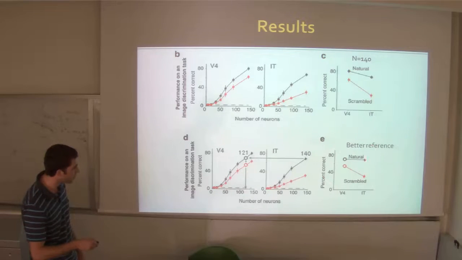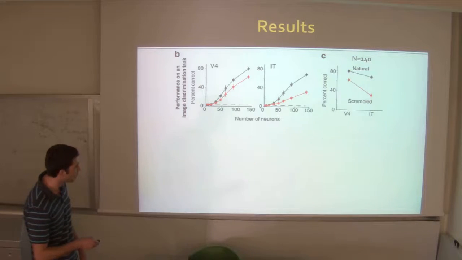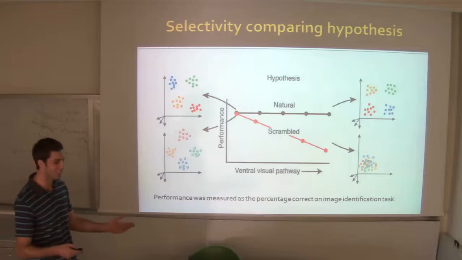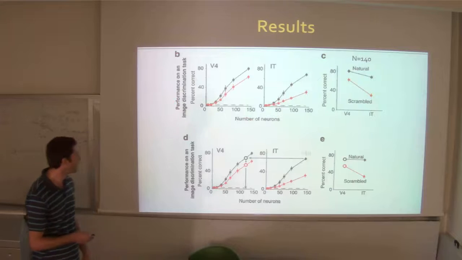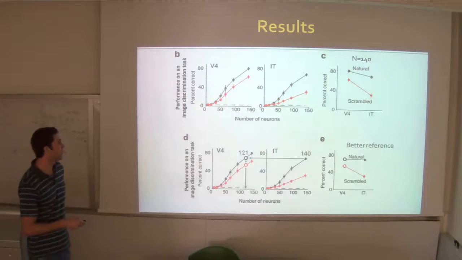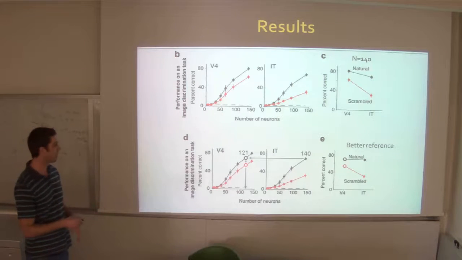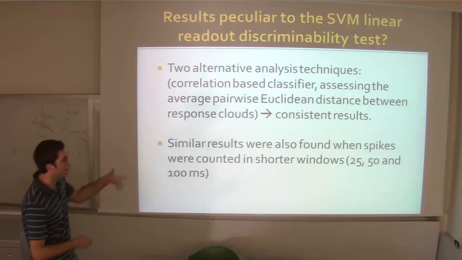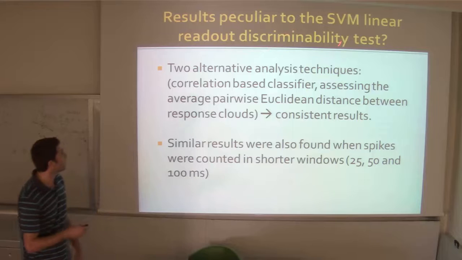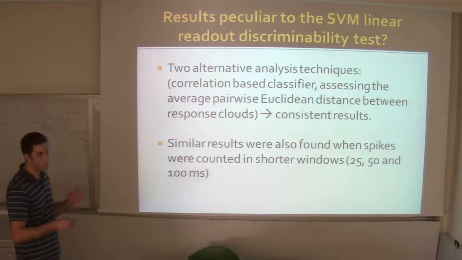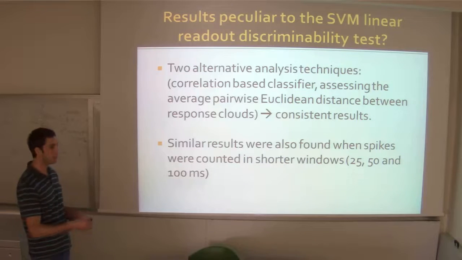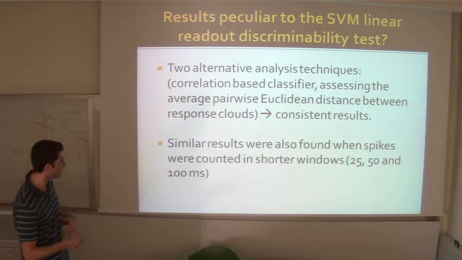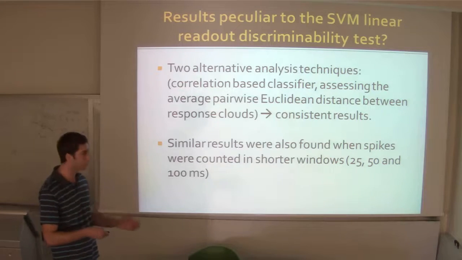Now look at this graph E, and now look at their hypothesis one. Now, you should be amazed. Very nice, it's the same. So this is what they found out about selectivity and what happens along the pathway. They also did some controls, because maybe their linear readout results came from how they built the classifier, so they used another 2 techniques and got consistent results, and they did it also with very short time windows and got consistent results.